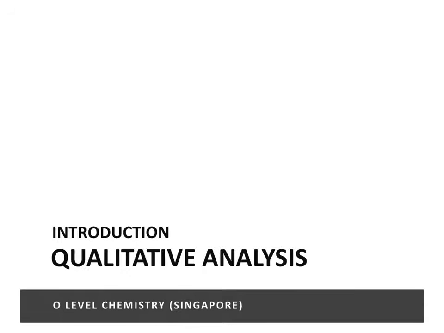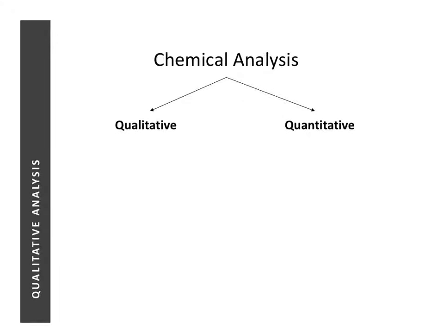In this lesson, we're going to learn about qualitative analysis. So the very first thing that we need to do is to define what is qualitative analysis. Now in chemistry, we often perform experiments to find out about substances that we have. When we conduct experiments to find out more about substances, we call them chemical analysis, to analyze a solution or mixture and so on.